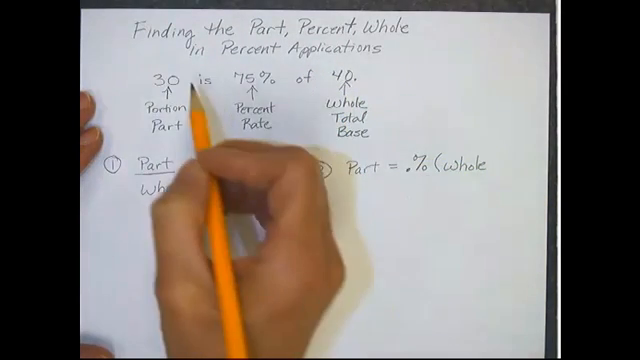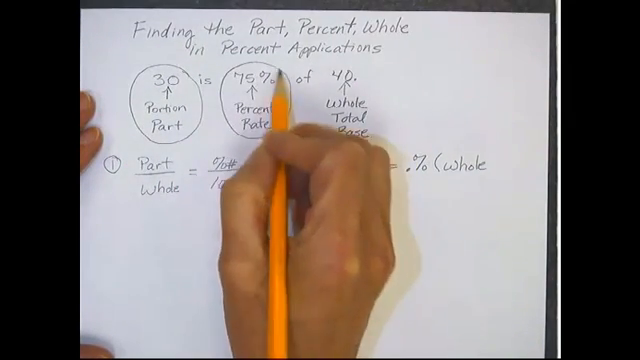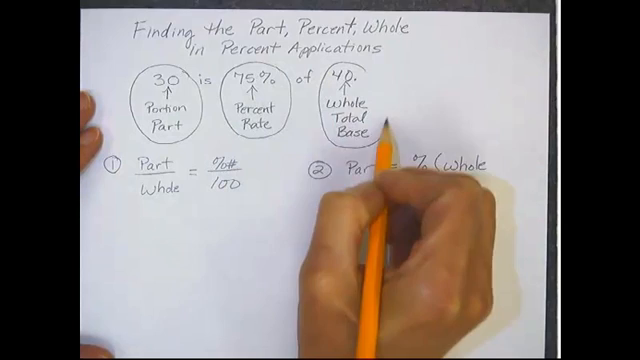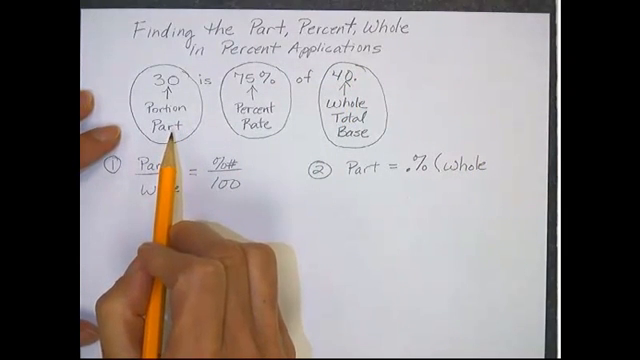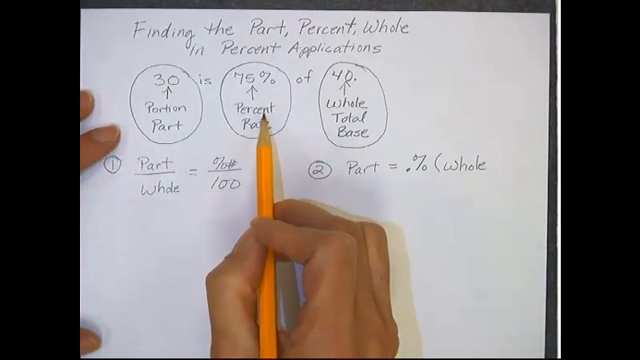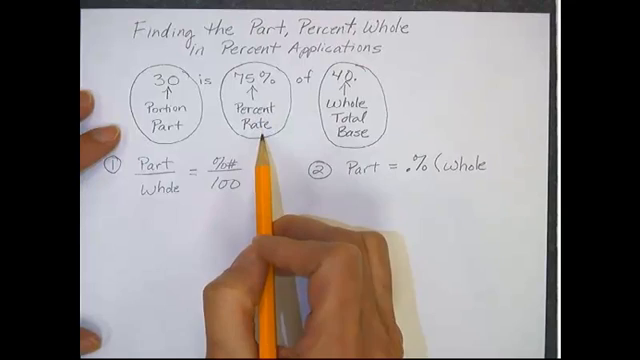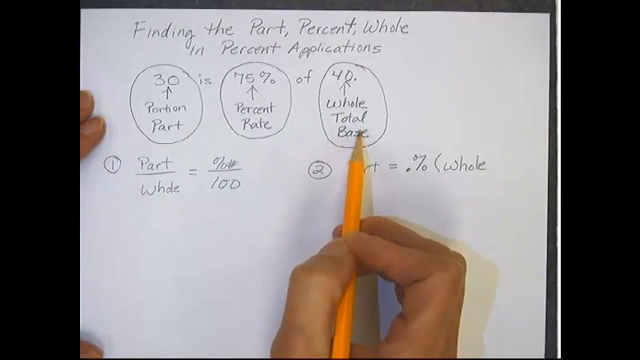Last time I went over different ways that we could find these different components, and we started out working on finding the portion or the part. Today, in this lesson, I want to take a look at using those same methods to find the percent or the rate, or finding the whole, which we also call the total or the base.